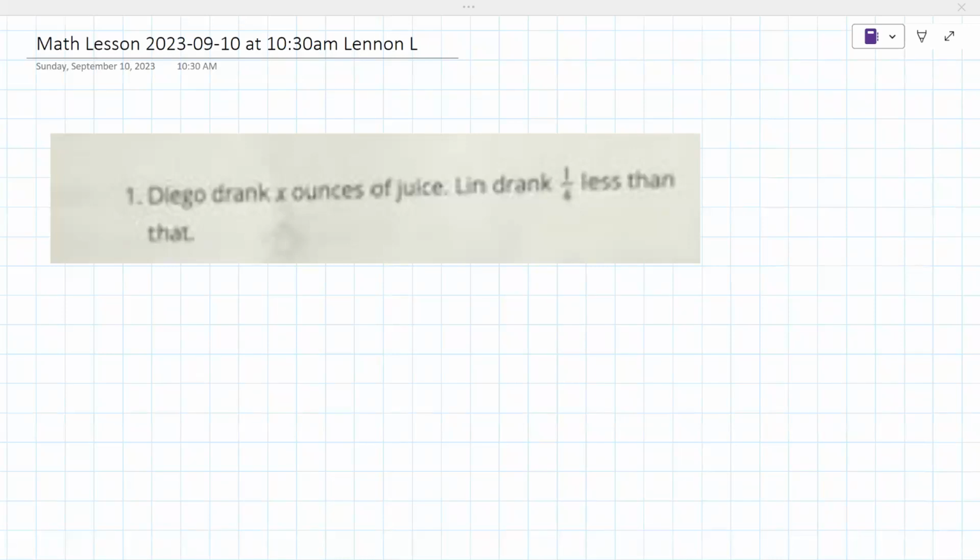So it says here, Diego drank X ounces of juice. Lynn drank 1/4 less than that. Okay. It's good sometimes to pick a number.